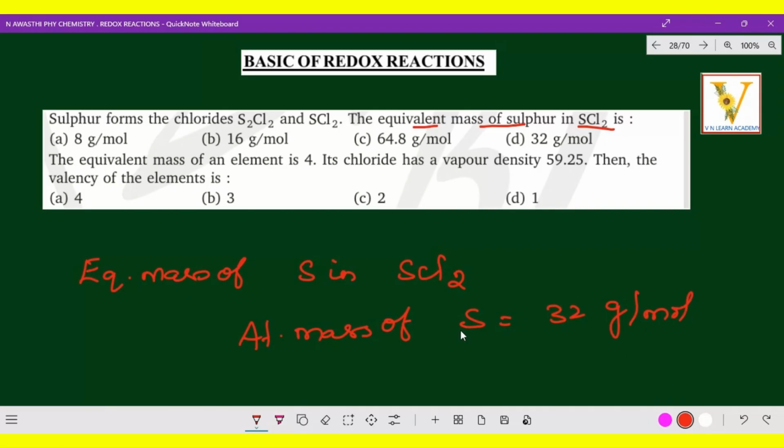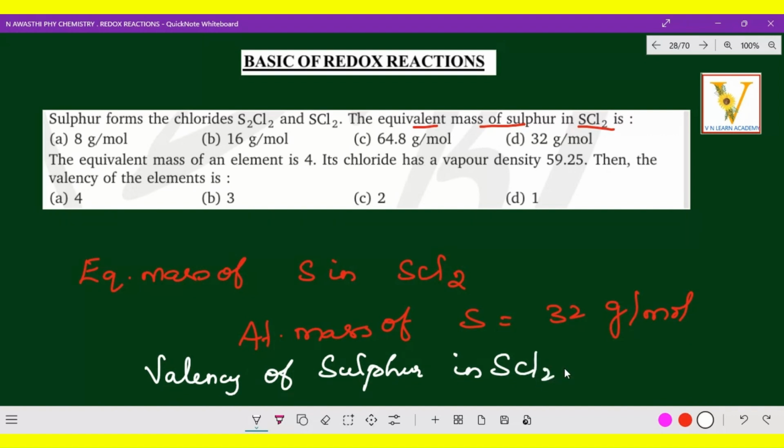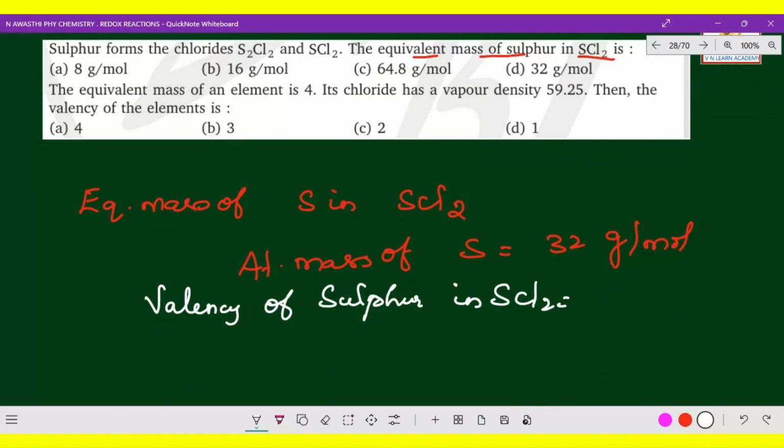You know very well. Now we also have to check the valency. Valency of sulfur in SCl2, what is it? Here sulfur forms two bonds with the chlorine atoms. So the valency will be 2 only. So the valency of sulfur is 2 only, because it is SCl2, no? So 2 bonds, so naturally it will be 2.